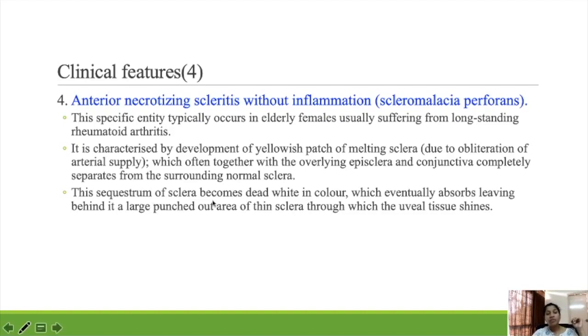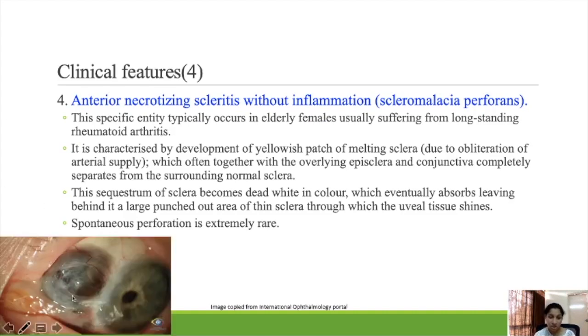The sequestrum of sclera becomes dead white in color, which eventually absorbs, leaving behind a large punched out area of thinned sclera through which the uveal tissue shines. So what will happen there? There the sclera will become thin and the uveal tissue shines through that thinned out sclera. Spontaneous perforation is extremely rare. There is a chance of getting perforated, but spontaneous perforation is rare.